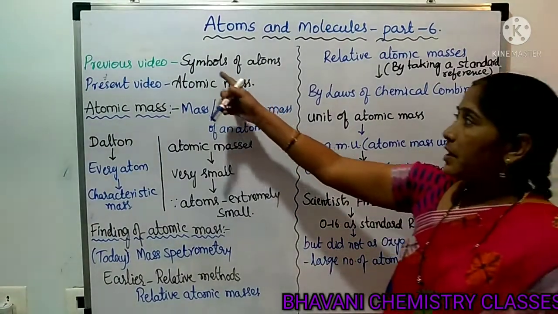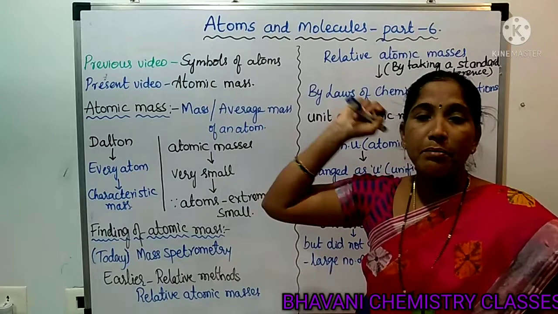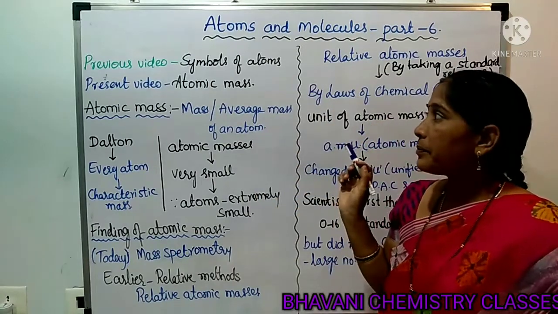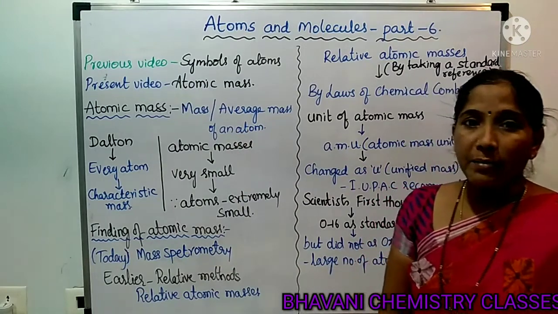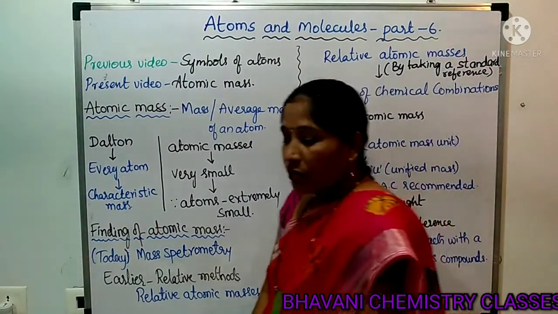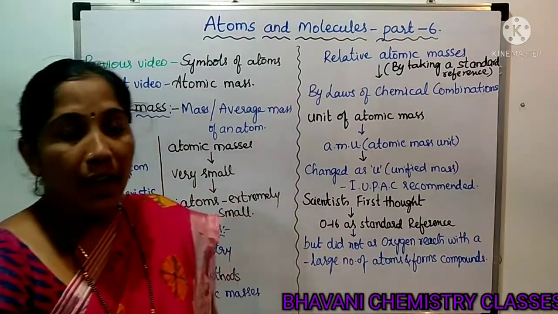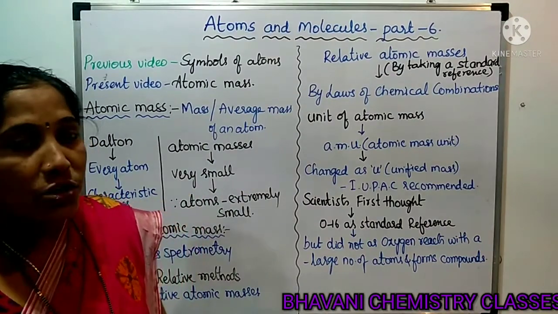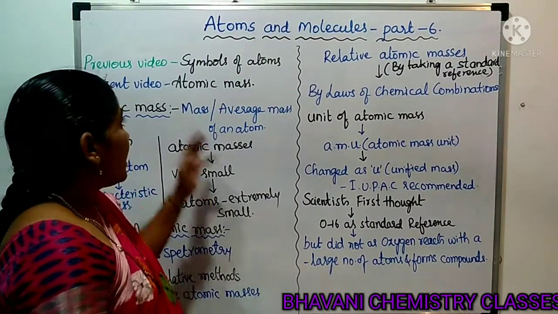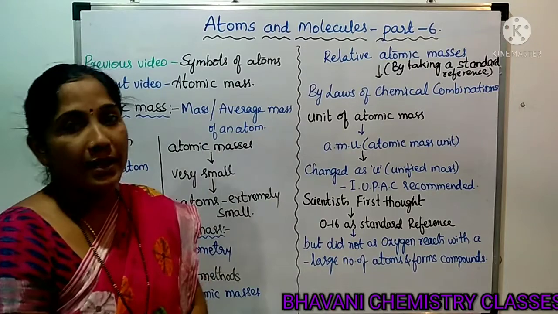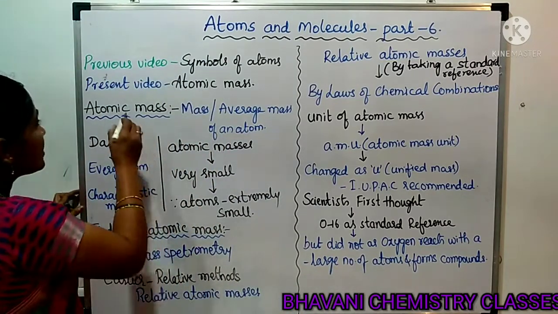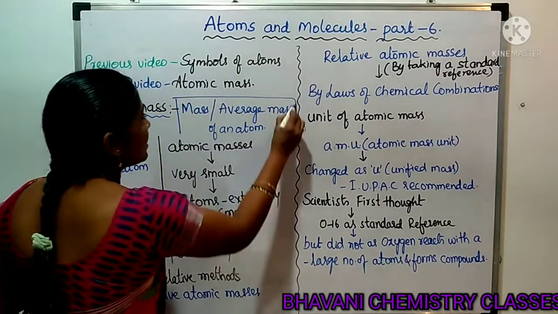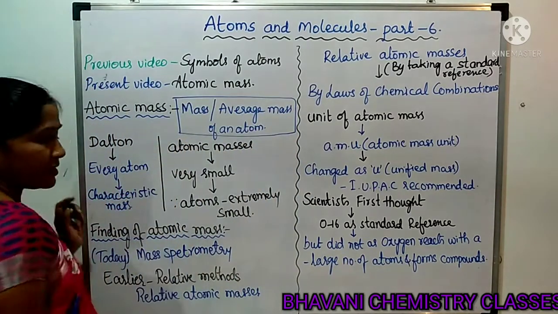In the previous video we have learnt what are the symbols of atoms or elements, and in this class we are going to know about the atomic mass. See, what is atomic mass? The atomic mass is actually the mass or average mass of an atom. Mass or average mass of an atom is known as the atomic mass.